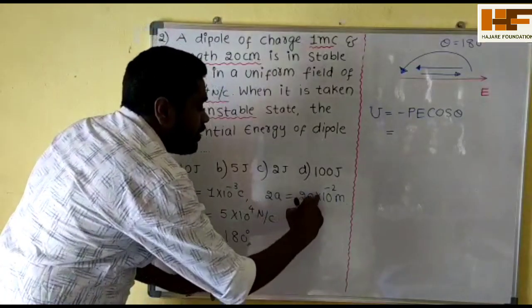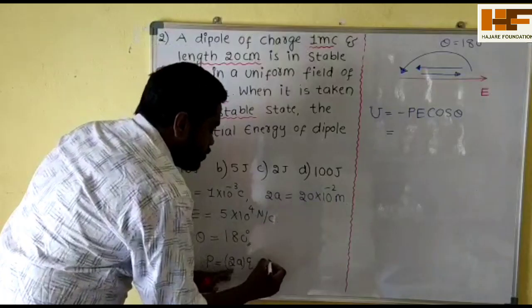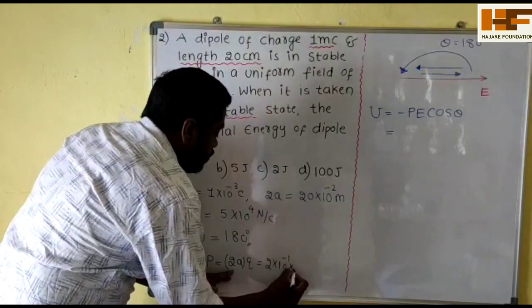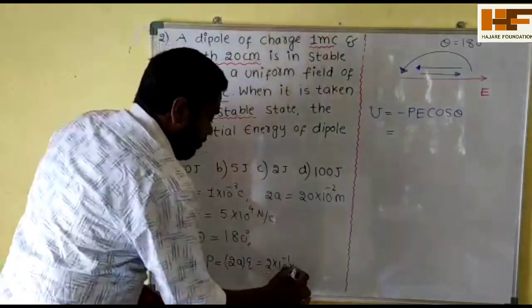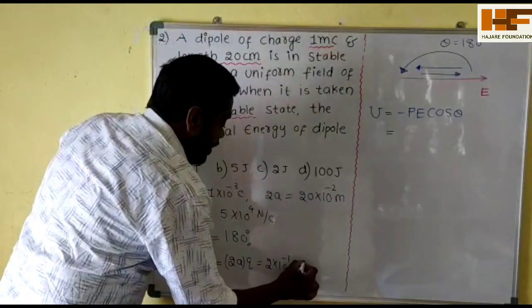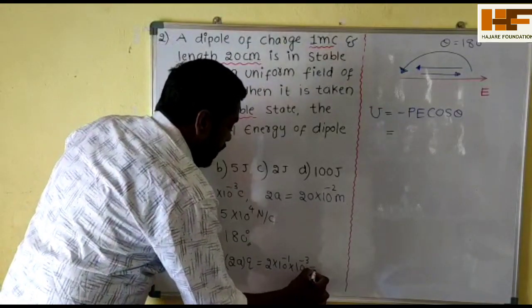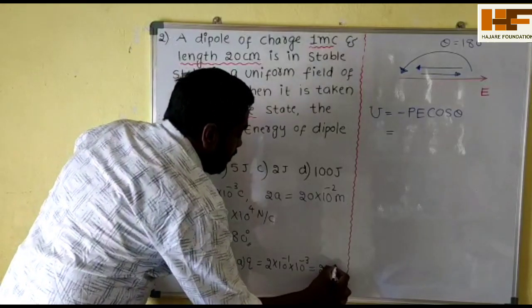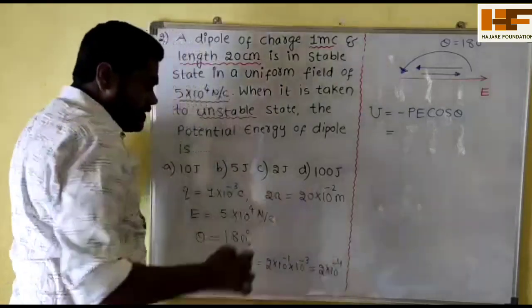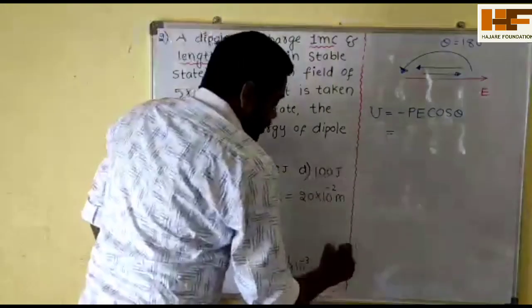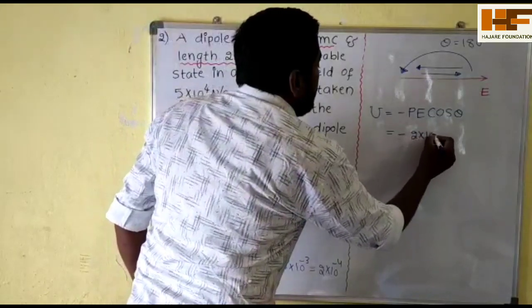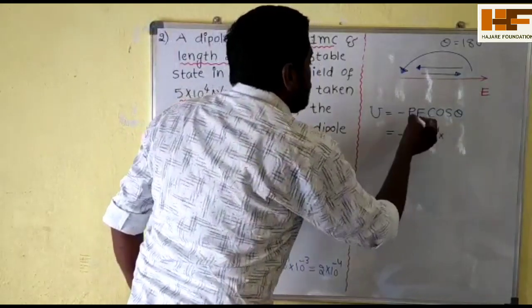The 2A value, if you simplify, you will get 20 into 10 power minus 2, nothing but 2 into 10 power minus 1, into the charge value, which is 1 into 10 power minus 3. Orally you will get the total: 2 into 10 power minus 4 units. Therefore, your P value is 2 into 10 power minus 4, into E.